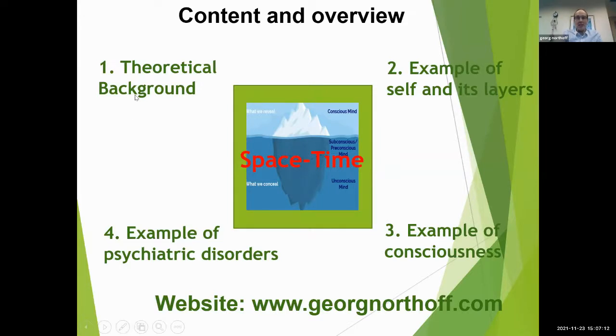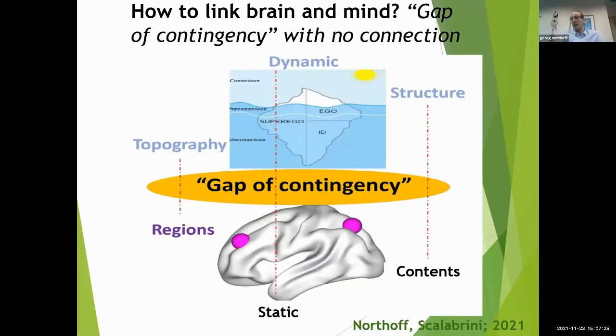So let me start with the theoretical background, which is very important for you to understand the kind of model of the brain, which strongly impacts how we design our experiments and analyze our data. The question is, of course, as you already know, how to link brain and mind. The current strategy, and this is mainly systemic neuroscience I'm talking about, is brain imaging, fMRI, EEG.